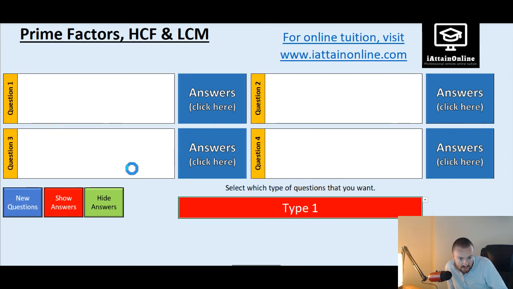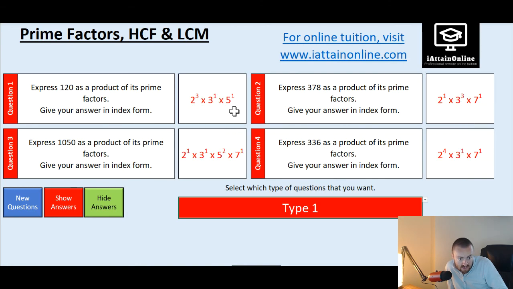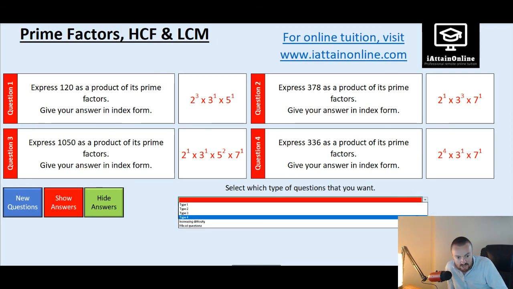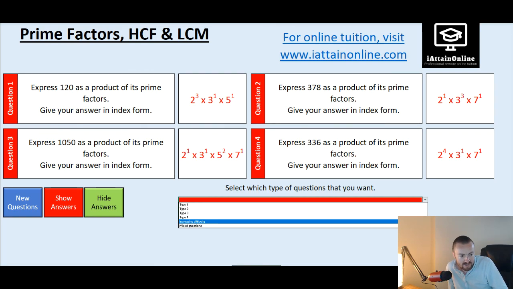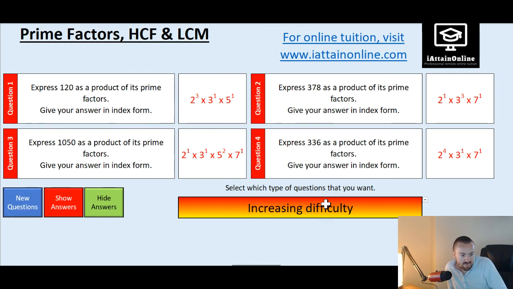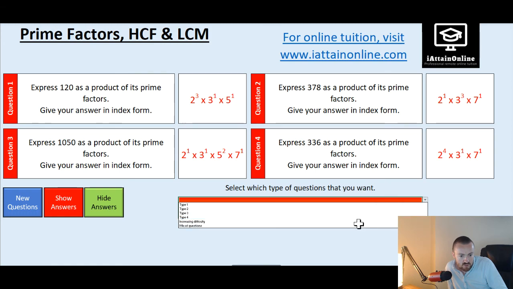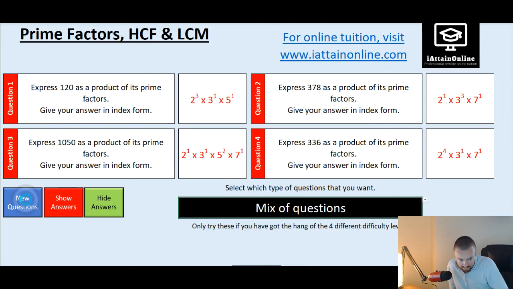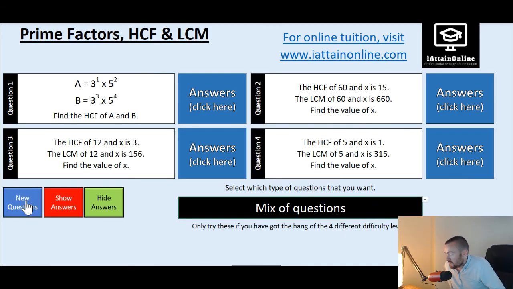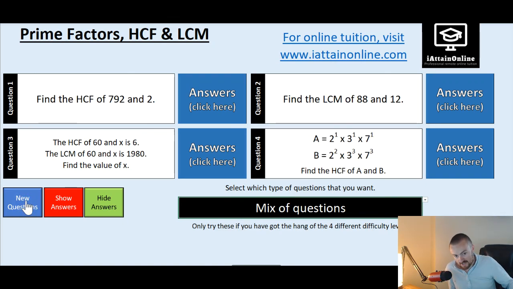Remember I said that for your answers, if you ever get a power of 1, for example here, that just means 5. But with the extent of my coding knowledge, I couldn't figure out how to do that. You can get increased difficulty questions, or once you've got the hang of all 4 of them, you can get a mixture of them. That's really good practice because it's not any one particular type of example. It is just a mixture.